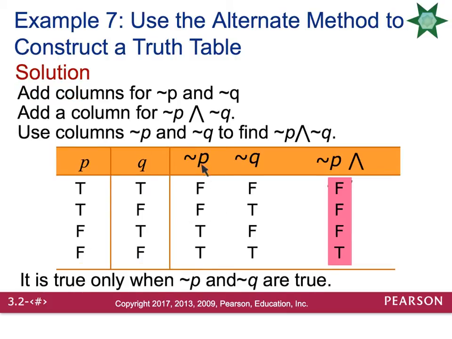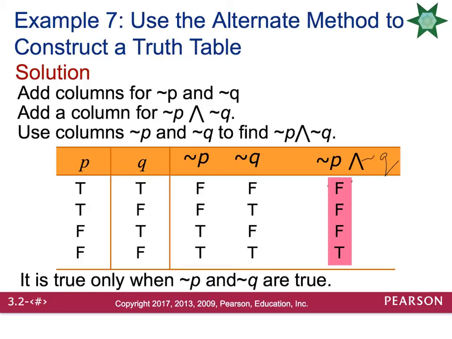Okay, the next step is to find the negation of P. So P is true, true, false, false for each case. We're going to change it to false, false, true, true. And then take the negation of Q. So Q is true, false, true, false. So we make that false, true, false, true. And now I need to write this in here. This is negation P and negation Q. Okay, so that should be negation Q there.